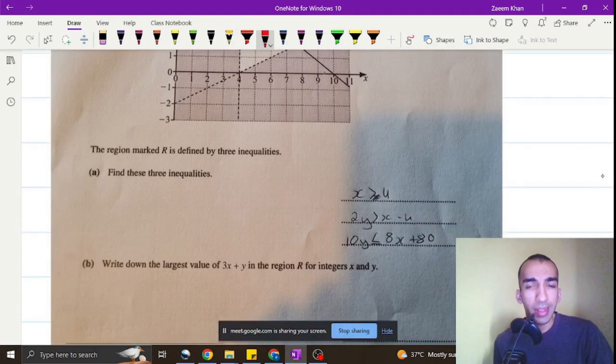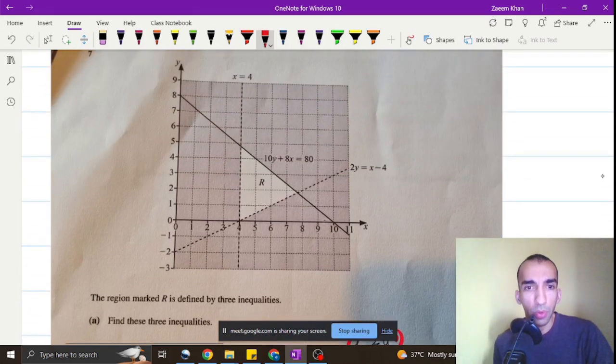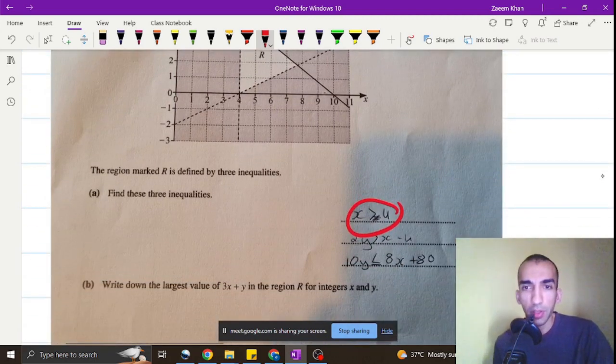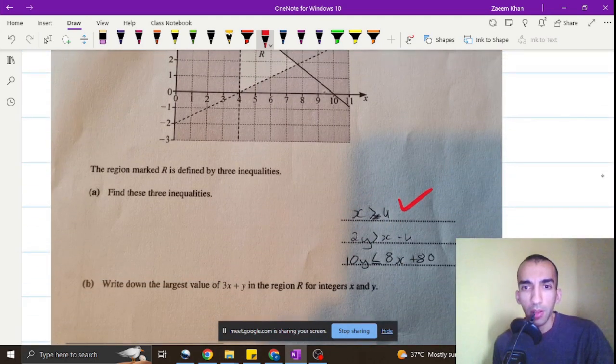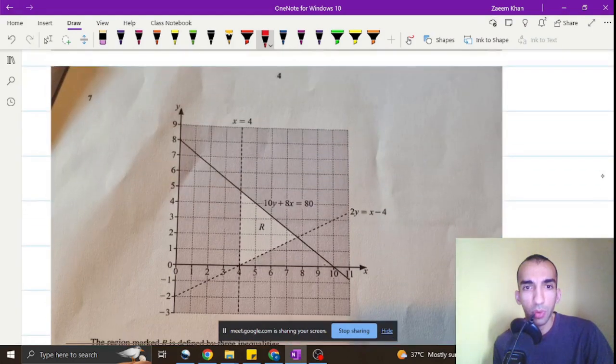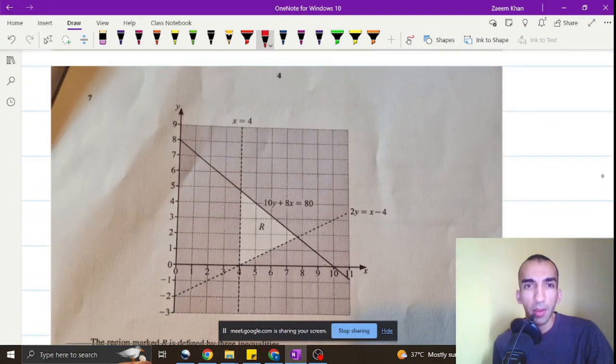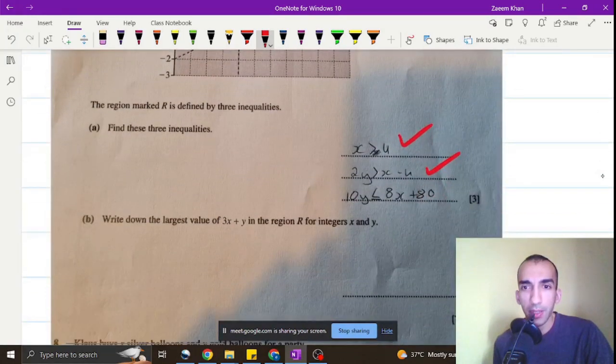Find three inequalities. X is greater than 4. The region marked R is defined by three inequalities. Perfect, this is correct. Next one is 2y is greater than x minus 4. Shabash. 10y plus 8x is.